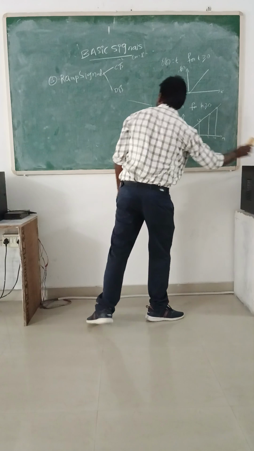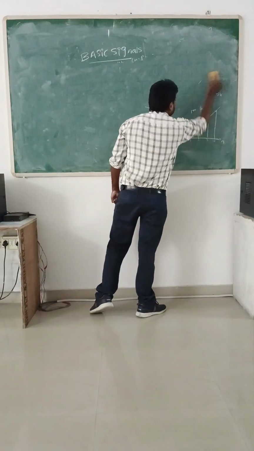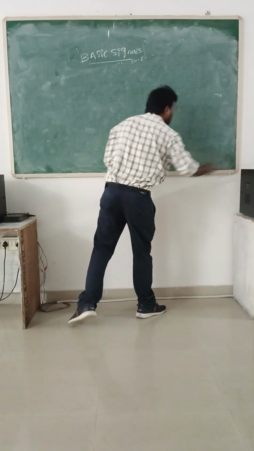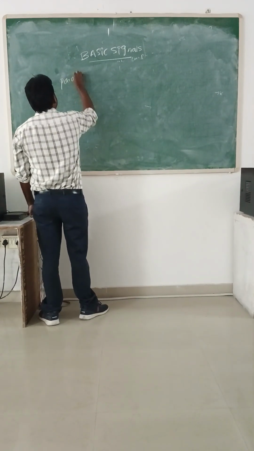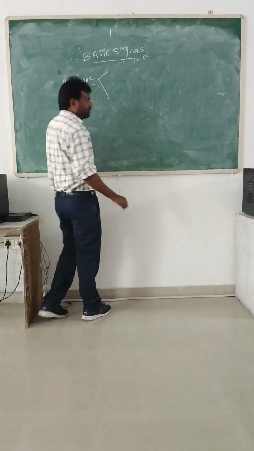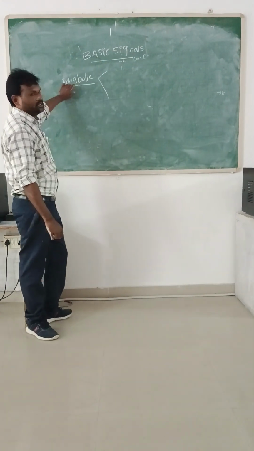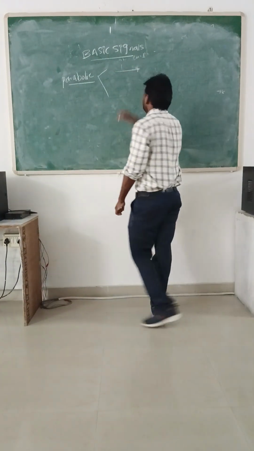So now coming to the next signal, the parabolic signal. So what is the condition of parabolic? So the next one is the parabolic signal. It has two types again. Every signal we have represented in two ways. The first one is the continuous time signal, and the second is the discrete time signal.